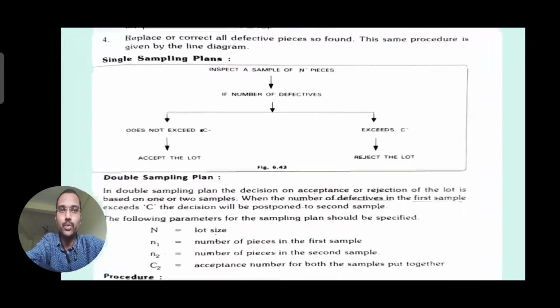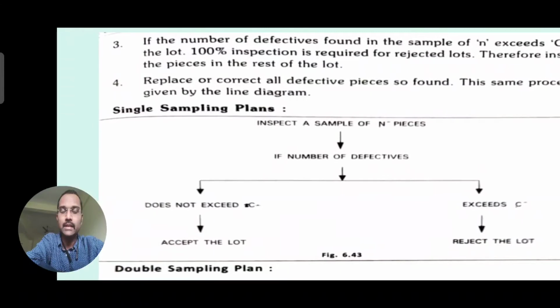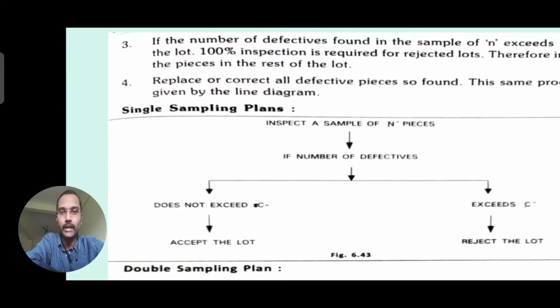Let us see the third point. If the number of defectives found in the sample of n exceeds C, it means out of those 5 items, that is one sample, the count is exceeding the C value, the acceptance number 1. If it exceeds C, you have to reject the lot completely. It means the 50 items should be rejected. And if it gets rejected, a 100% inspection method has to be established for that case.